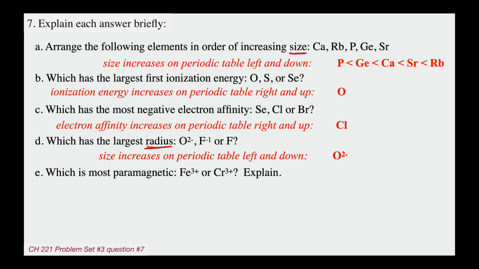And then finally, this last one, which is the most paramagnetic, iron 3+ or chromium 3+. What I would do on these is, first of all, figure out how many electrons are left over for the atom. So, for example, chromium is number 24 on the periodic table. So chromium would have an argon core, 4s2 3d4, I think, yes, all right.